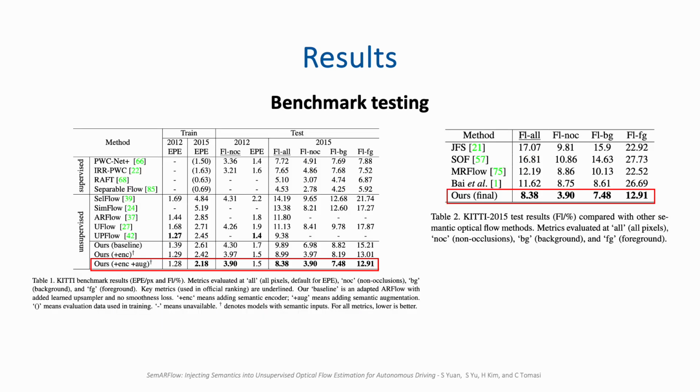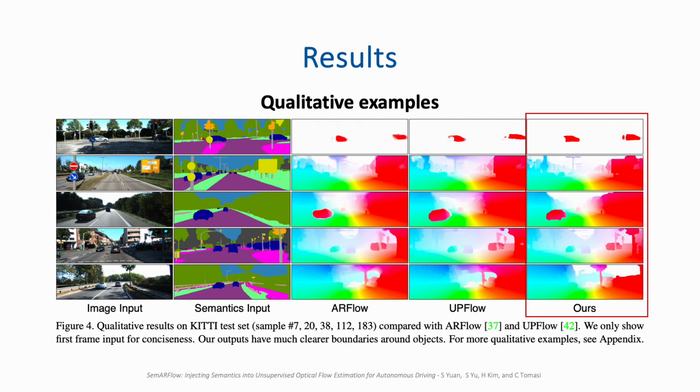In terms of results, our final model outperforms all previous state-of-the-art methods by a clear margin on the KITTI benchmark. This suggests that semantic inputs can improve unsupervised optical flow estimation significantly. From our qualitative examples in the last column, we see that our flow outputs are consistent with the semantic segmentation inputs and have much sharper boundaries around objects.